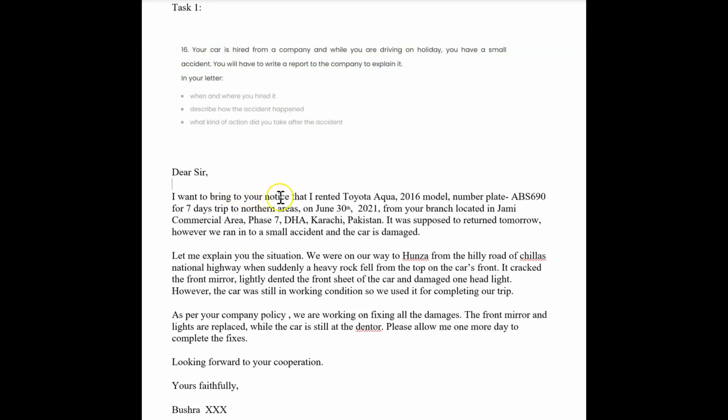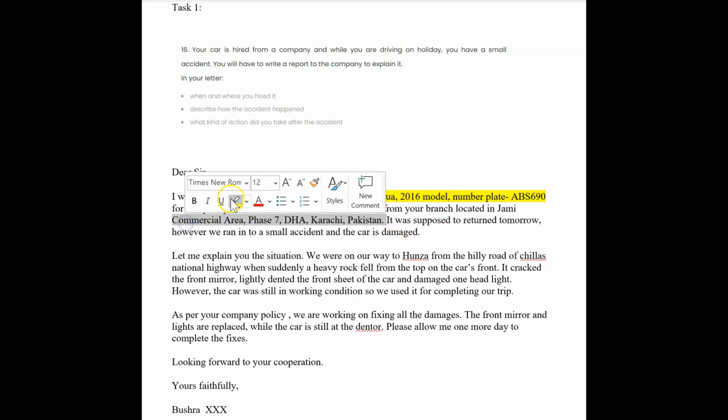So, I want to bring to your notice that I rented a Toyota for 7 days from your branch in, okay, there's much too much technical detail here. That is a lot of words, but not necessary. That is also a lot of words, but also not necessary. So I wouldn't waste your chances of getting a good score on that. It was supposed to be returned tomorrow, but we ran into a small accident.